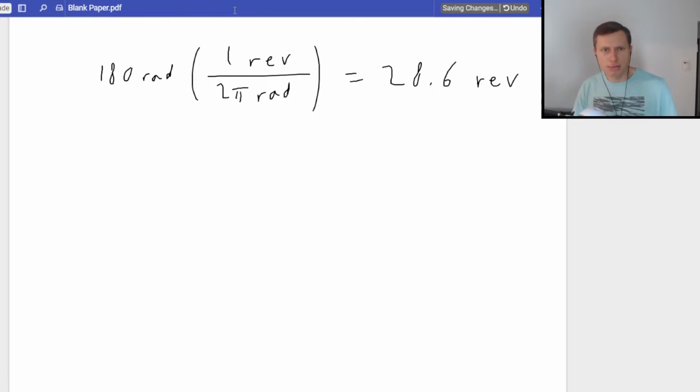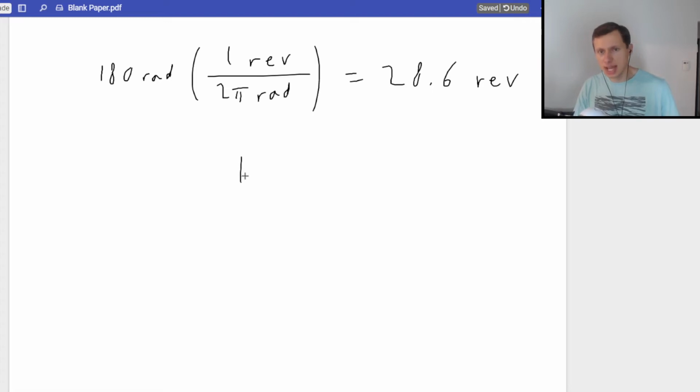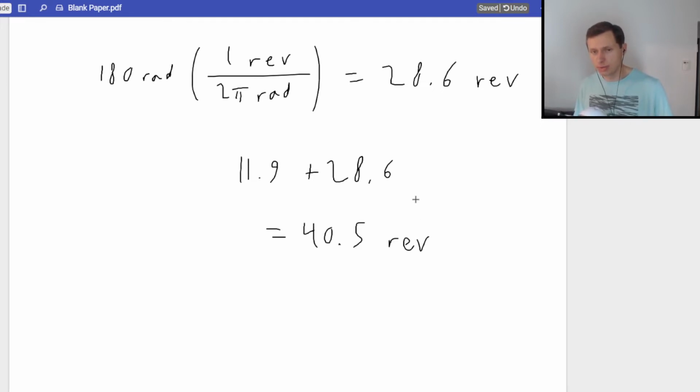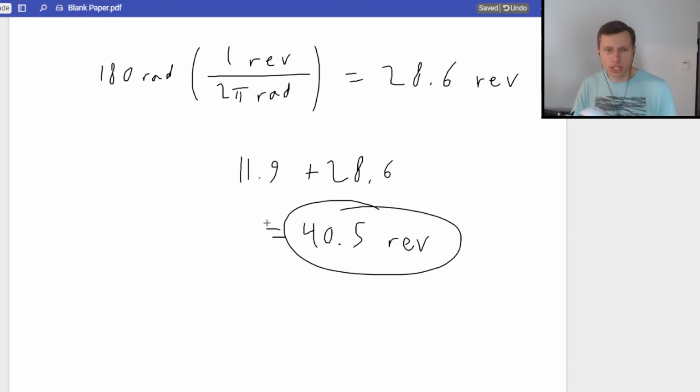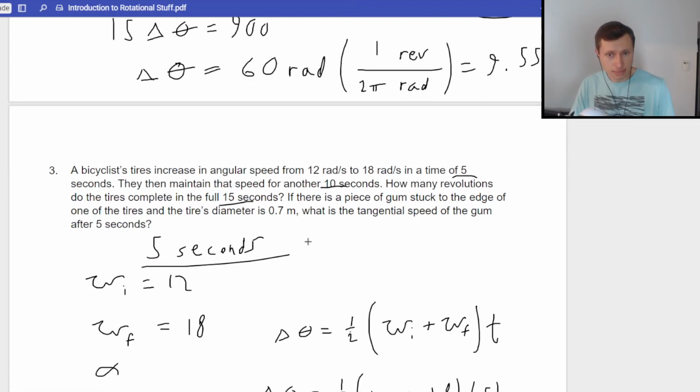I forget what we got for the other part. It was 11.9. So I'm going to add 11.9 plus 28.6, and that's going to give me the total number of revolutions. I got an answer of 40.5, and that's revolutions. I don't care what, well, actually I should care. Let me go back to the question and actually see what I was asking, because it is important to check that.